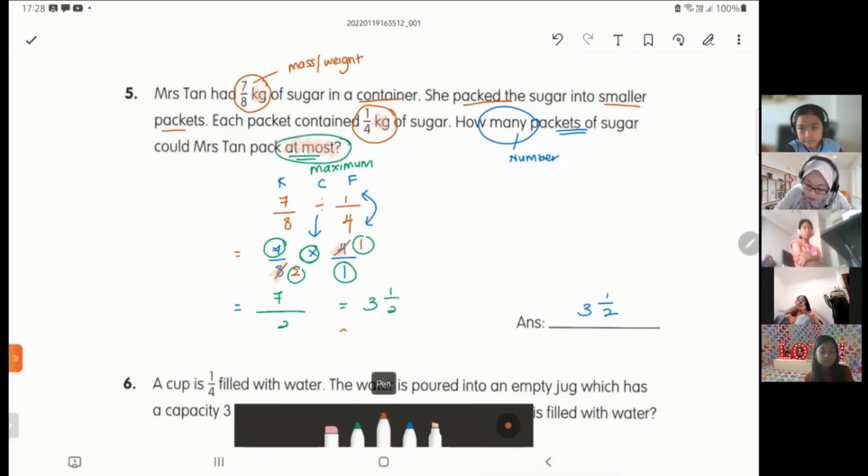So at most is just 3. This is considered like the remainder, the balance. Okay, you can ignore this. So at most I can get 3 packets filled up fully with 1/4 kilogram of sugar. This half cannot fit into one packet, right? Because one packet is 1/4 kg. Understand? Okay, so the answer is not 3.5, but 3. Okay.